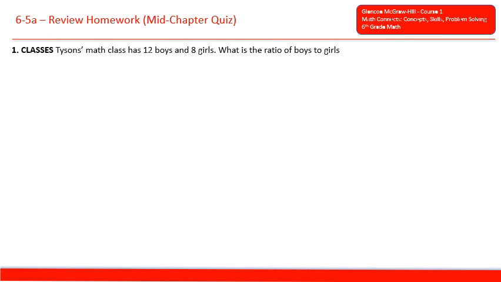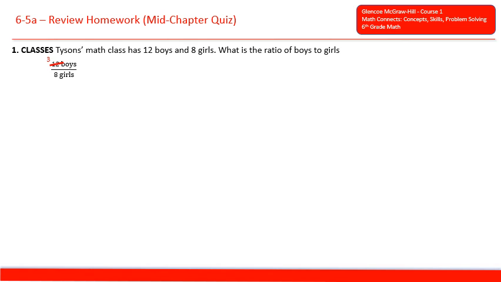Number 1, classes. Tyson's math class has 12 boys and 8 girls. What is the ratio of boys to girls? The first step is we need to set up the initial ratio, which is 12 boys to 8 girls. And then we need to simplify using the greatest common factor. So looking at 12 and 8, the greatest common factor is 4.